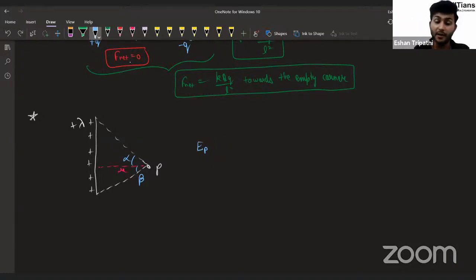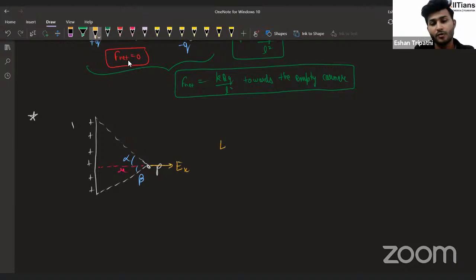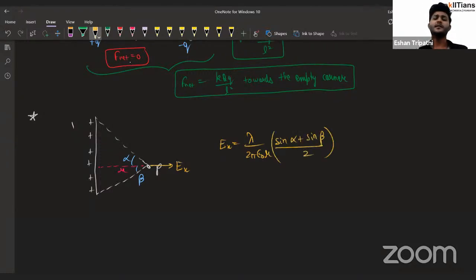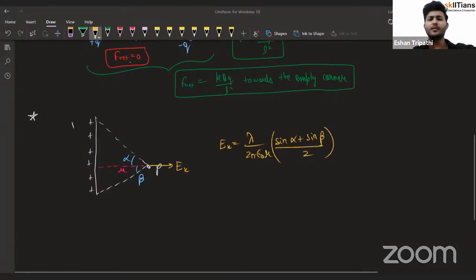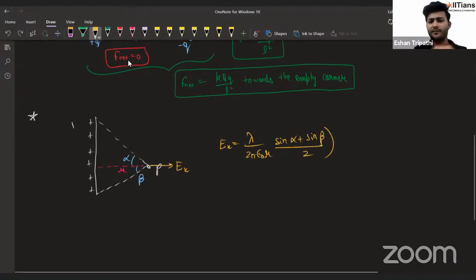There were two cases for it, two different components for this electric field. One was the component along the x-axis: E_x = lambda upon 2 pi epsilon naught r times (sine alpha plus sine beta), divided by 2. Do you guys remember this? This much is the rightward electric field because of it. When we put infinitely long, (sine alpha plus sine beta) divided by 2 was 1. So for an infinitely long charged wire, it's lambda upon 2 pi epsilon naught r. Fine, easy to remember. And similarly, the downward one was what?